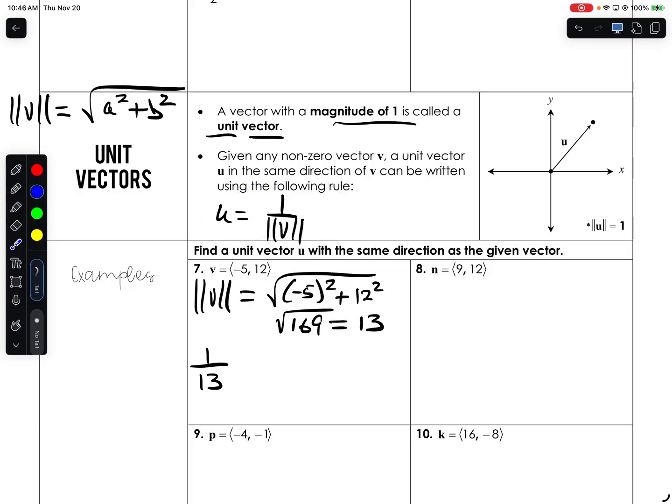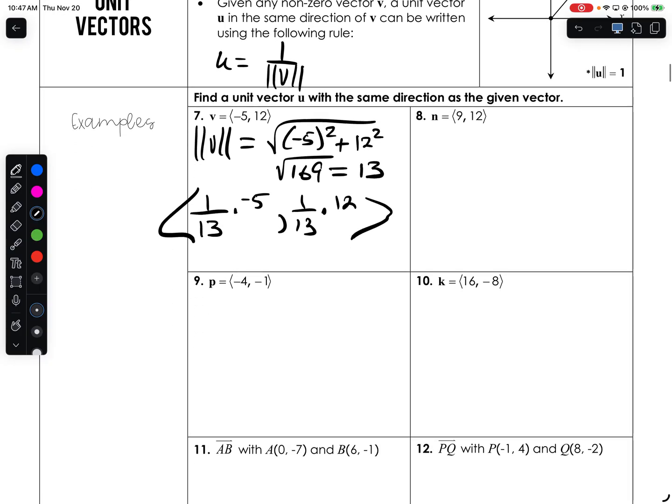So I'm going to multiply 1 over 13 times the -5. So I have 1 over 13 times -5, comma, right? It's going to be like our new component form. And then I multiply 1 over 13 times 12. So I get -5 over 13, comma, 12 over 13.